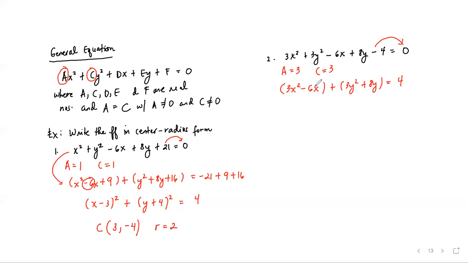However, since x squared and y squared have coefficients that are not equal to 1, we need to factor these coefficients. So factoring 3 from the first grouping, we get 3 times the quantity of x squared minus 2x, and then we leave a space for the completing the square part. And then plus, in the second grouping, we factor out 3, and then the second factor will be y squared plus 8 over 3 times y, and then we leave a space for the completing the square part, and then equals +4.